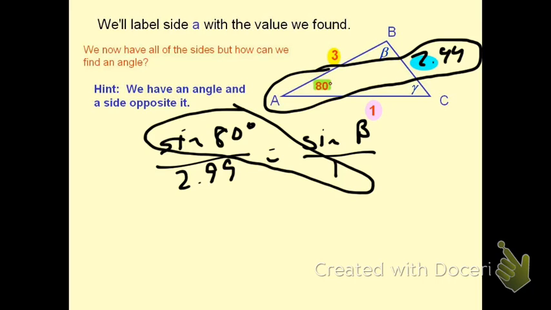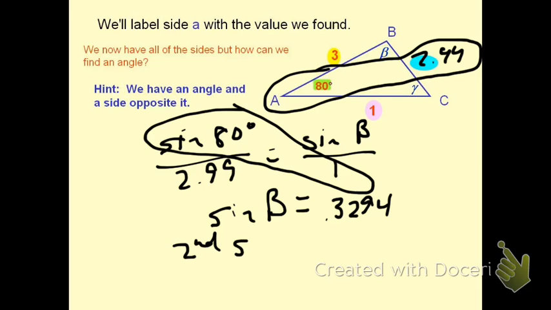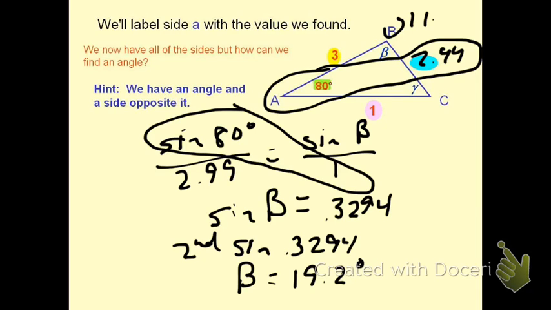Okay, but we're not quite done yet, because remember, that's not your answer. That's what sine beta equals. So sine beta equals 0.3294, we'll call it. And so remember, now we have to go second sine 0.3294 to get the actual angle. So second sine 0.3294 gives you 19.2 degrees. So beta is 19.2 degrees. So now we know angle B is 19.2 degrees.